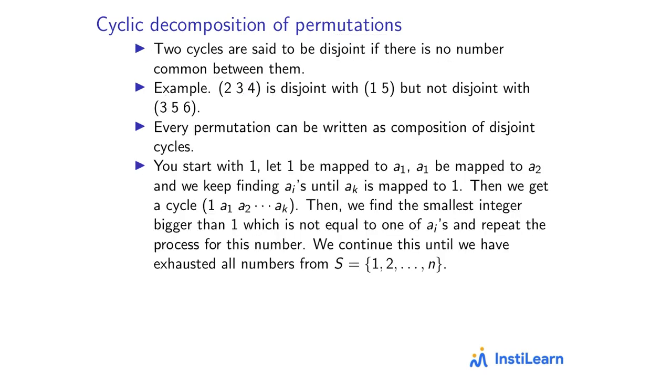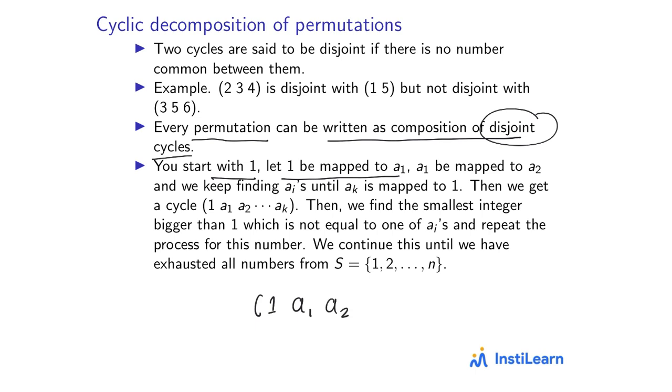Now we have this result that every permutation can be written as a composition of disjoint cycles. This is very important: disjoint cycles. So how can we do that? Suppose a permutation is given to you. You start with 1, and let's say 1 is being mapped to a1. Then you see where a1 is mapped to, say a2, and you keep going until you hit ak such that ak is mapped to 1. Then you complete one cycle.